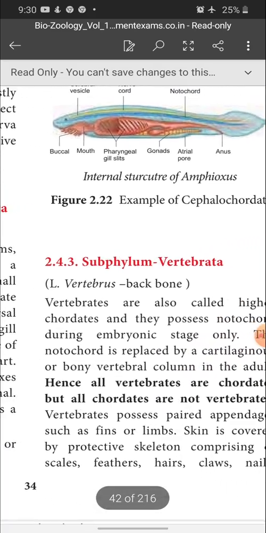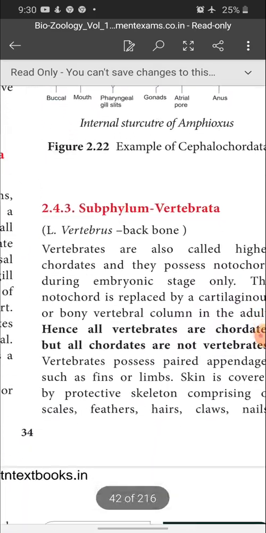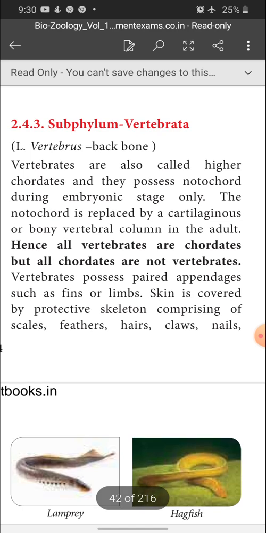Next we are going to see subphylum Vertebrata, also called higher chordates. They possess notochord during the embryonic developmental stage, and the notochord is replaced by a cartilaginous or bony vertebral column in the adult. Hence all vertebrates are chordates, but all chordates are not vertebrates.